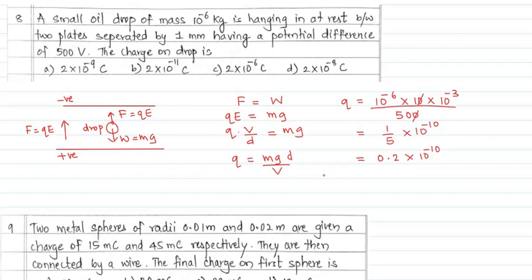Now observe the options. So 0.2 into 10 raised to minus 10, or you can say this is 2 into 10 raised to minus 11 coulomb. So option B is our answer. Next, ninth one.